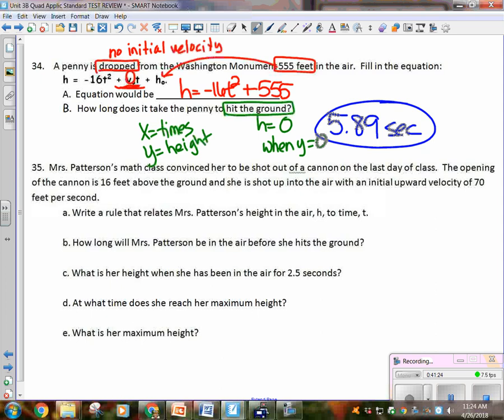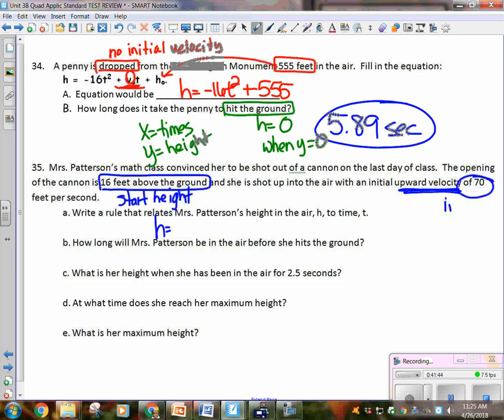Miss Patterson's math class convinced her to be shot out of a cannon last day of class. The opening of the cannon is 16 feet above the ground. That sounds like it might be my what? Start height. And she is shot up in the air with an initial velocity of 70 feet per second. That's my initial velocity. Those numbers are going to go in my equation.